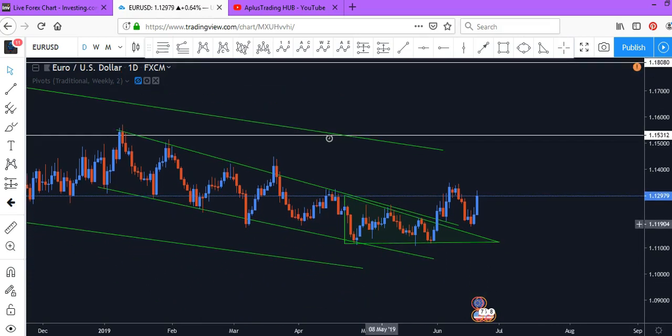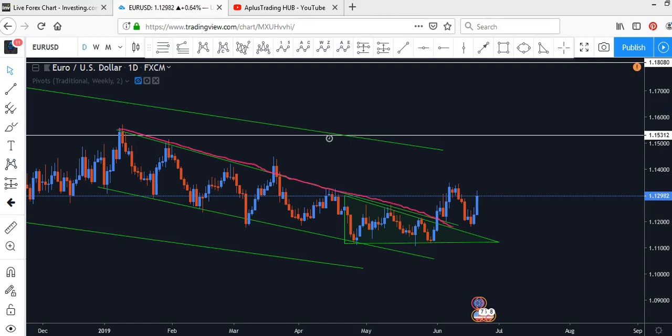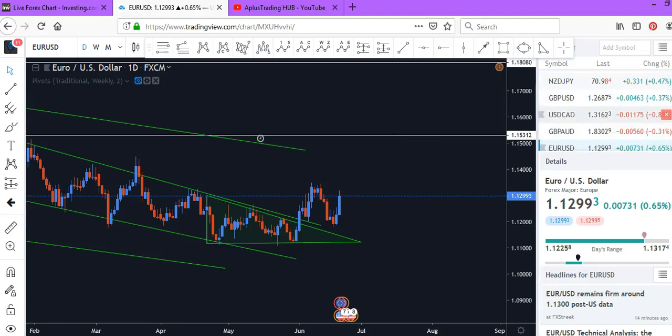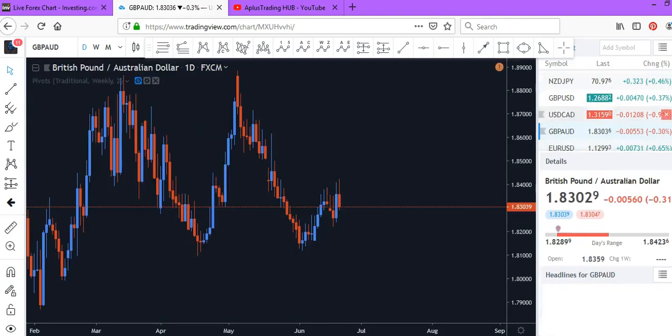See, it broke out of the channel we drew, got a retest and is still heading up. Remember, our final target is at this 1.15312 zone, so we are expecting price to reach this point in the near future. And the next trade we can check on is GBP/AUD.